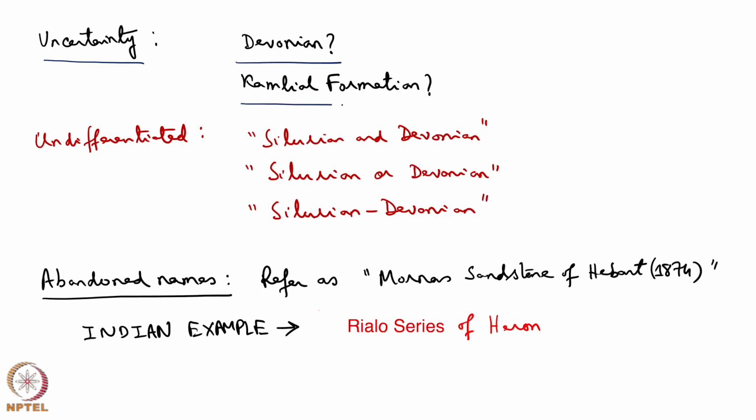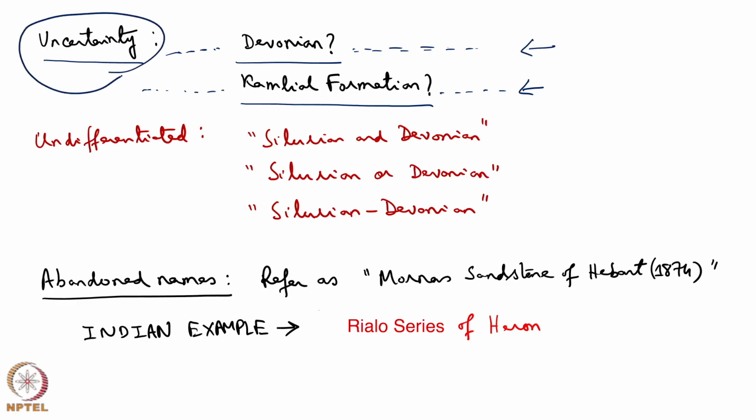Suppose I am not sure about the age of the rock, I can write Devonian with a question mark. Suppose I am not sure about the stratigraphic unit, whether it is Kamlial Formation, I will write Kamlial Formation with a question mark. So, within a sentence, we can write very well in this way, and this indicates that the author is not sure about the stratigraphic status.